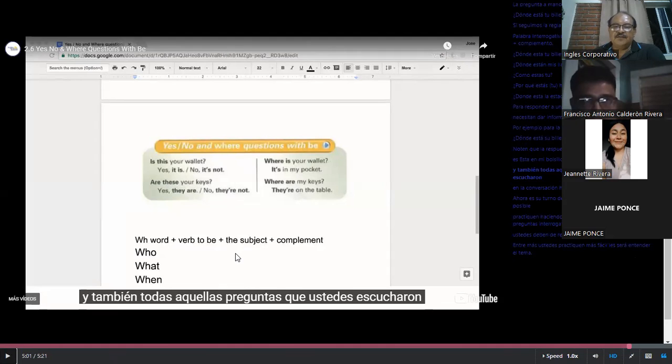Where are my keys? Are these your keys? For example, when you say, who are these boys? ¿Quiénes son estos muchachos? Who are these boys?